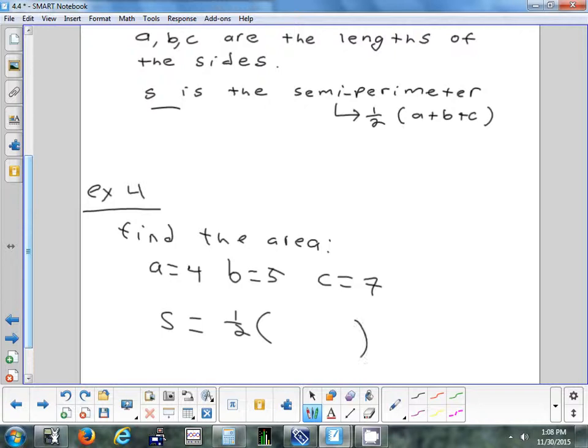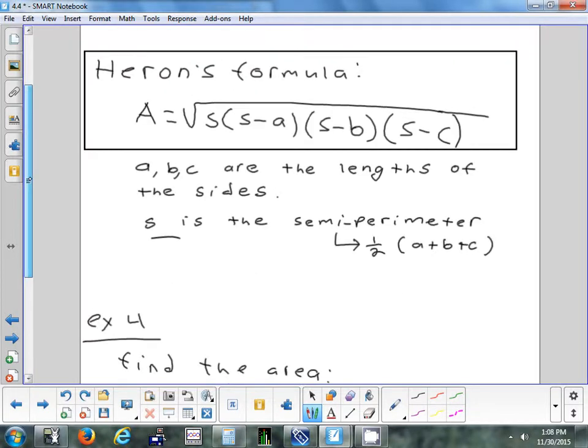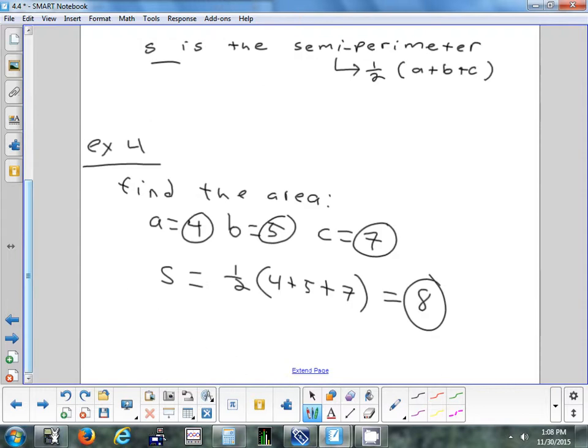So it's 1/2, and then add up all the sides. Okay, so what's my semi-perimeter here? 8. How much? 8. Yeah, it comes out to 8. Now fill a, b, c, and s into that formula. And that's it. The arithmetic is very straightforward, nowhere near as complicated as doing something with the law of cosines.